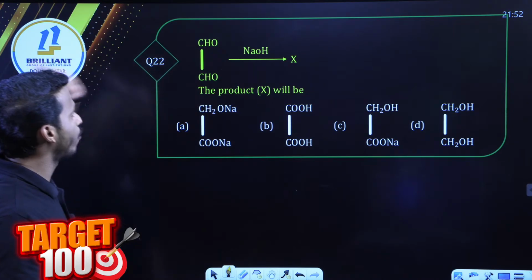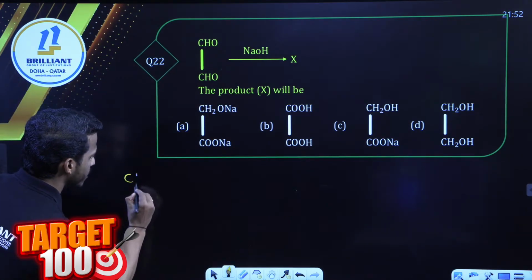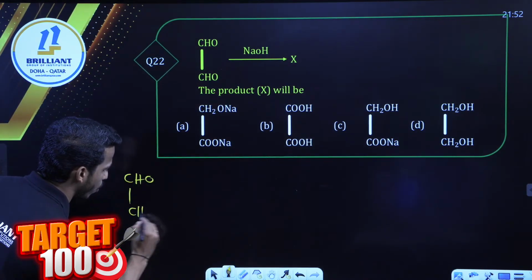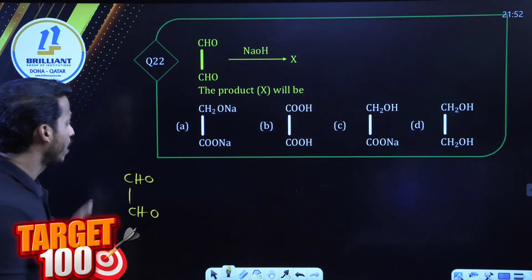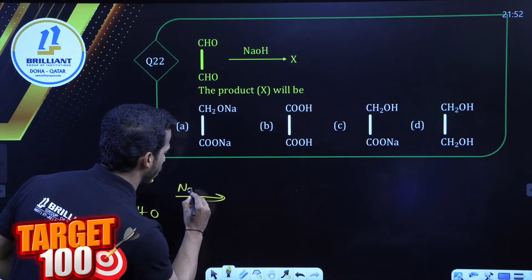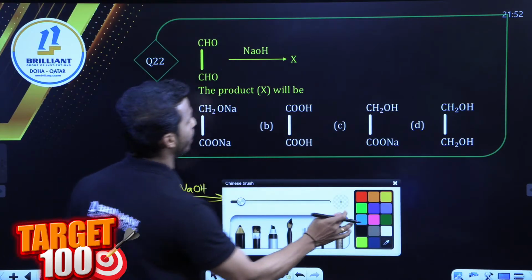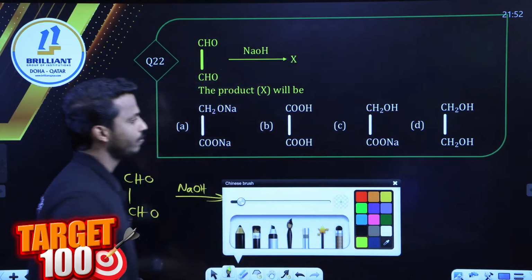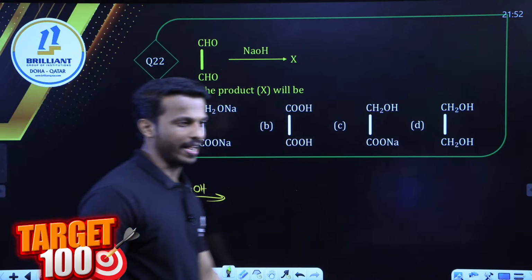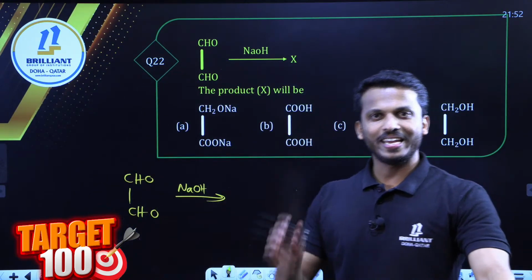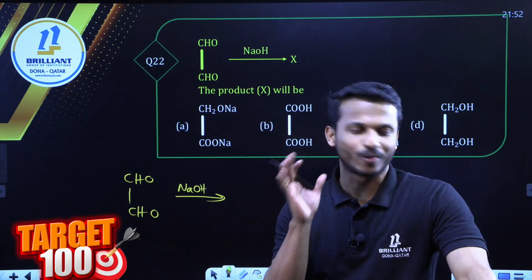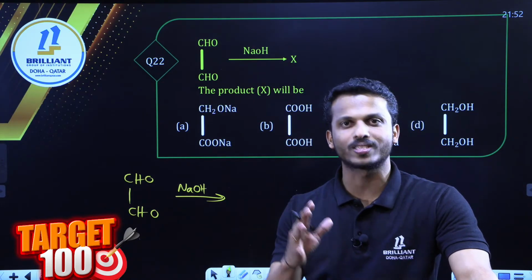What is the answer for this reaction, dear all? They have given a CHO, a diol, treated with NaOH. What is the product X? I think it's an easy question, but I don't know how many of you get the concept very fast.